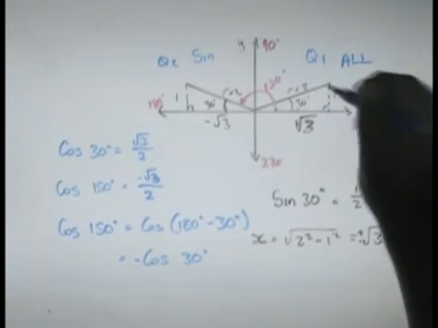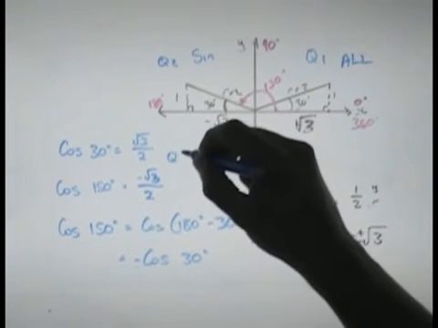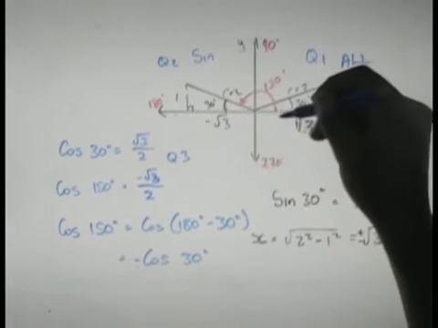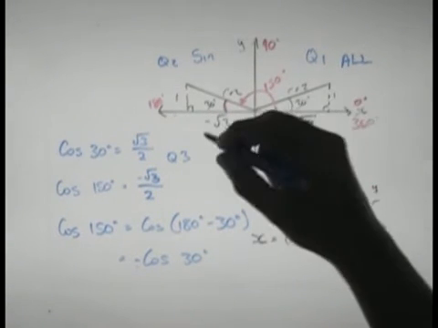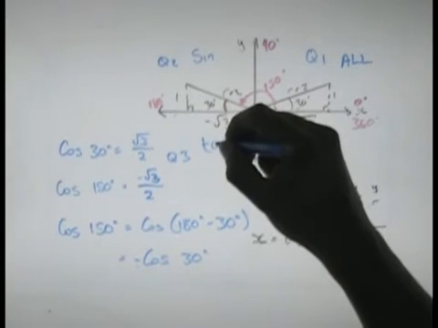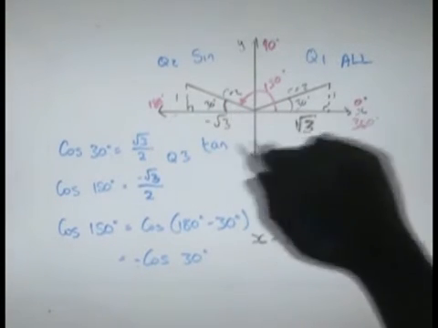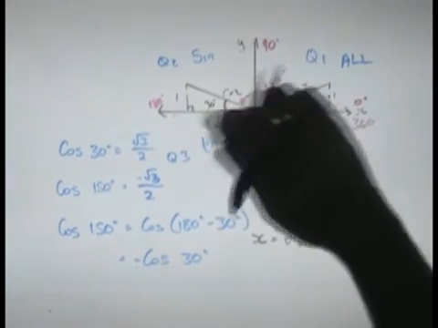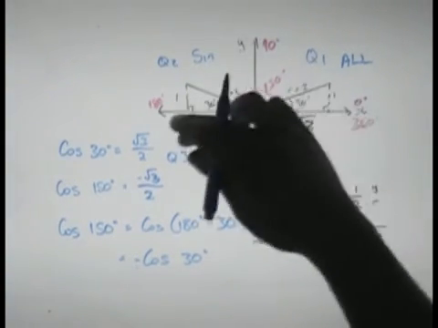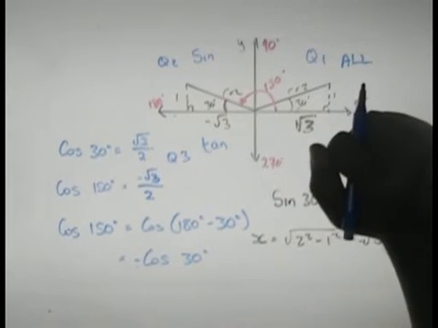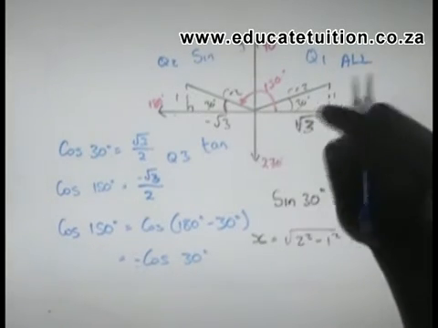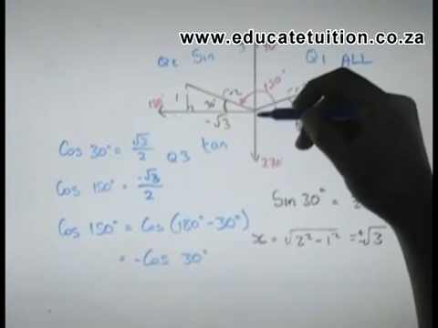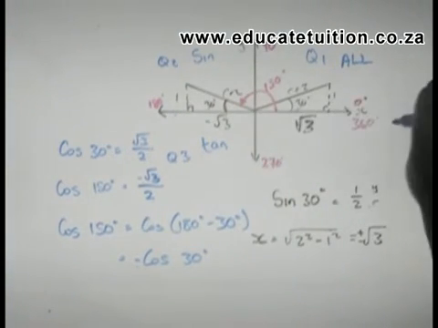...also becomes negative. In quadrant 3, we have x being negative and y being negative, which means that only tan will be positive, because tan is the function y over x. Negative divided by a negative would be positive. Cos would be negative because x is negative. Sine would be negative in quadrant 3 because y is negative.